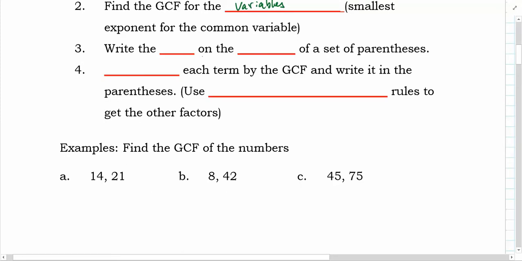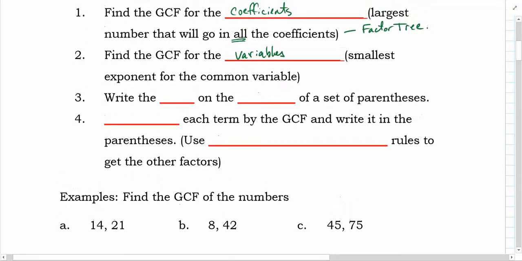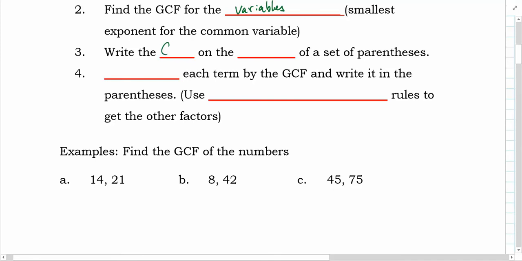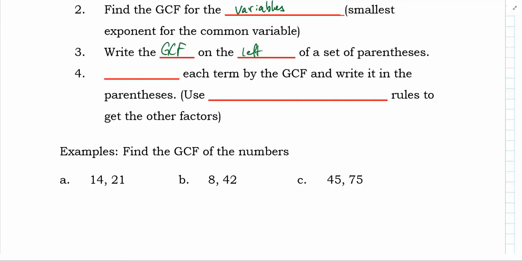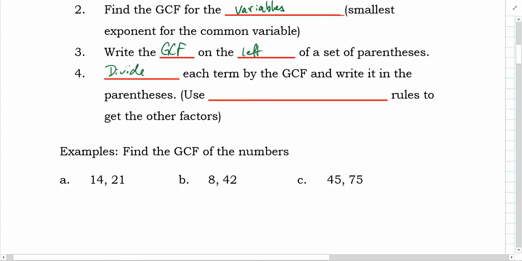Once we identify the GCF for both the coefficients and the variables, then we write the GCF on the left side of a set of parentheses. And since factoring is the opposite or reverse process of multiplication, we need to divide. We will divide each term by the GCF and write it inside the parentheses. And we'll use the properties of exponents to get the other factors.